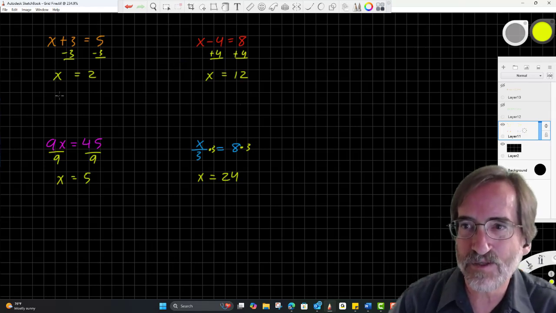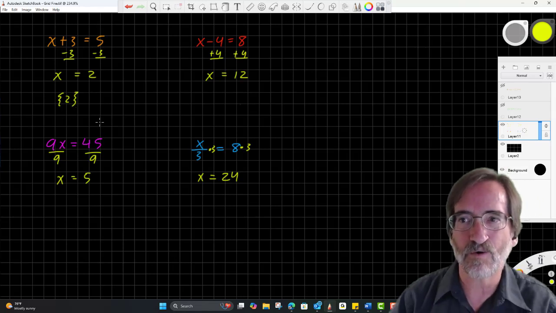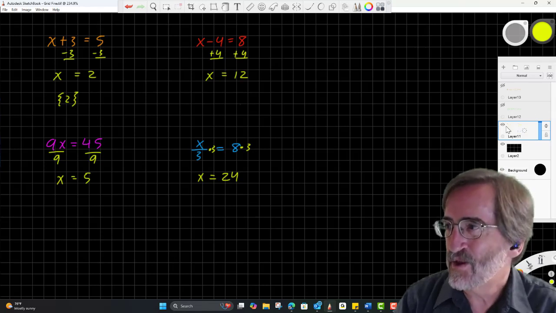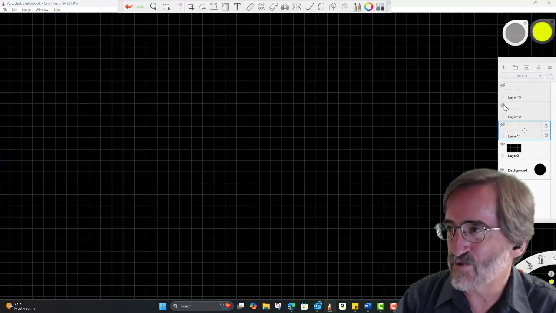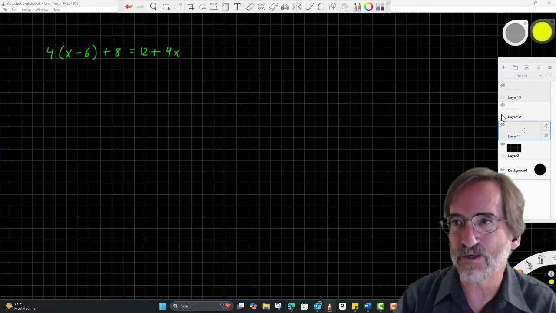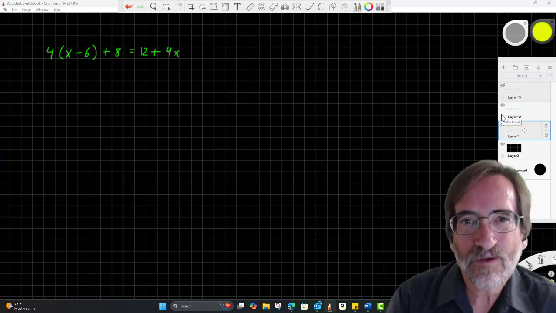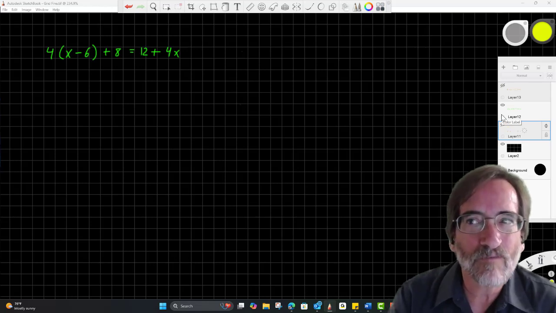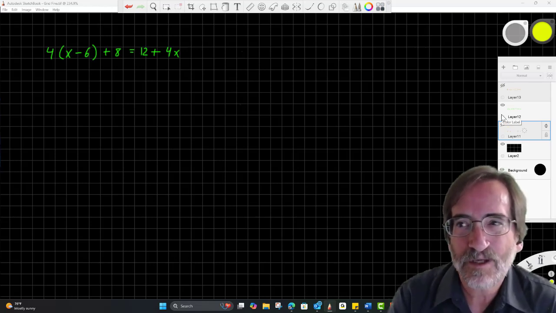Don't forget set notation. You can indicate a solution as x equals 2 or the solution set 2 in curly braces. Okay, those are the simple cases. Hopefully those are our review. What about this particular one here? The lesson made a big deal out of revealing that there are multiple paths to solutions.